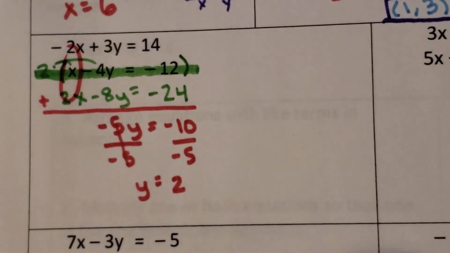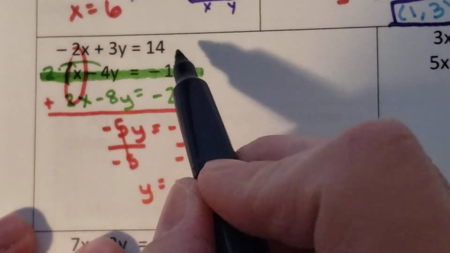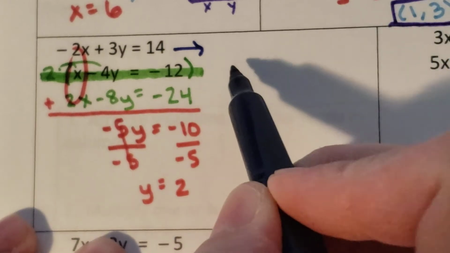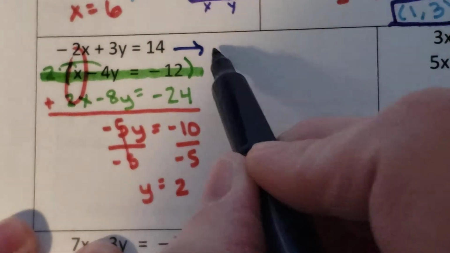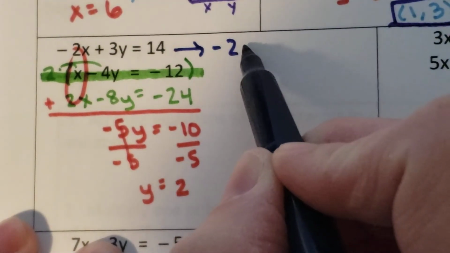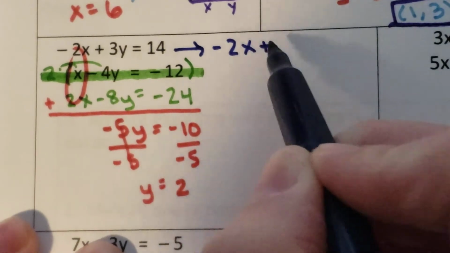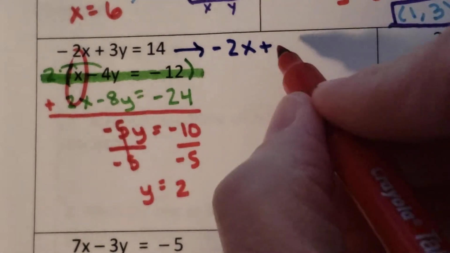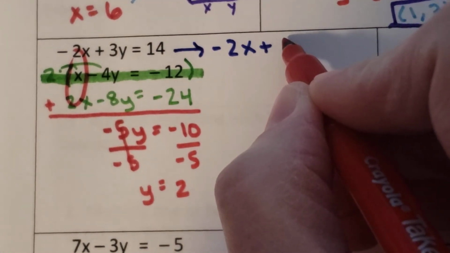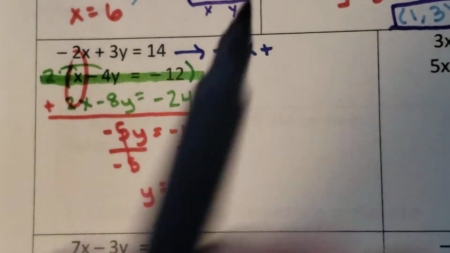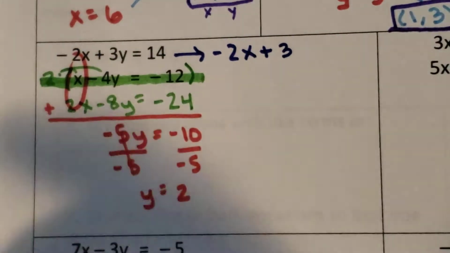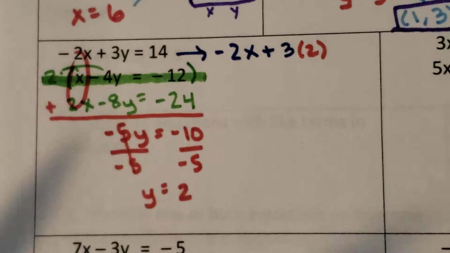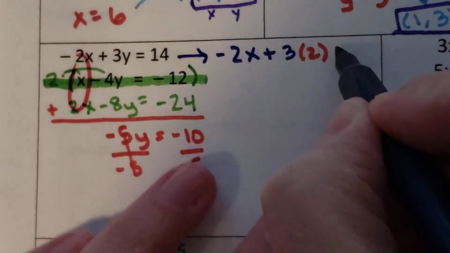And it's just like the substitution process again. So I'm going to use this one. I could have used that one, but I kind of crossed it out, so that was maybe not as smart. So negative 2x, instead of y, I'm going to put plus 3 times 2, equals 14.